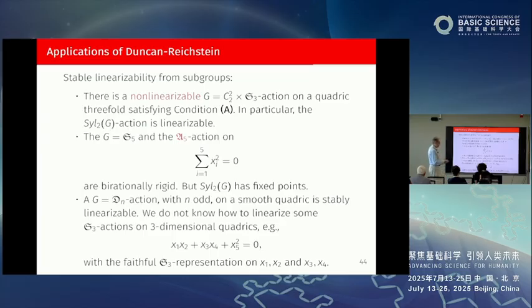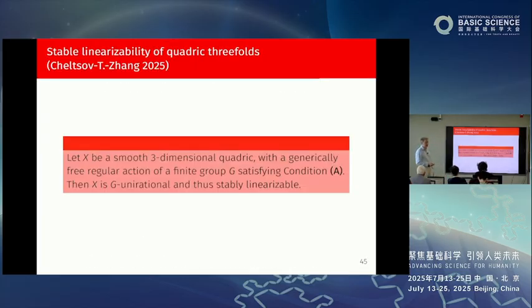It's really strange that, with quadric threefolds, you think that everything is clear. Anyway, here is a theorem which says that if you have a smooth 3-dimensional quadric with generically free action of a finite group satisfying condition A, then it's unirational and therefore stably linearizable, because for quadrics, unirationality and stable linearizability are the same.